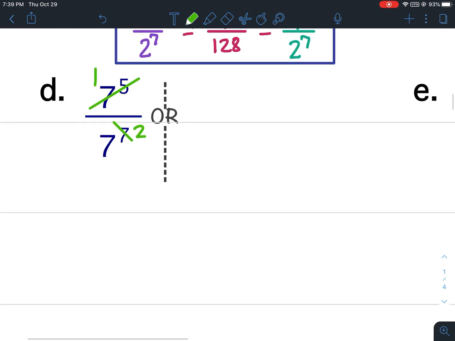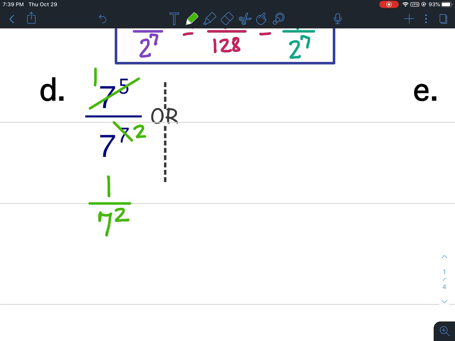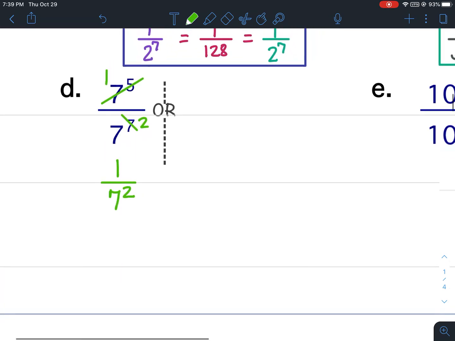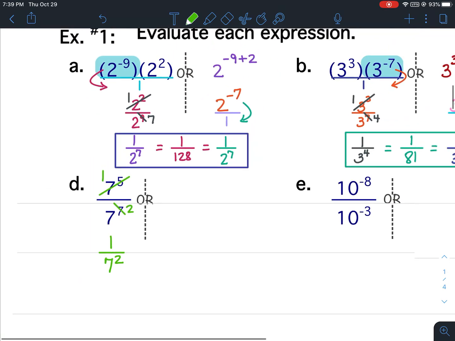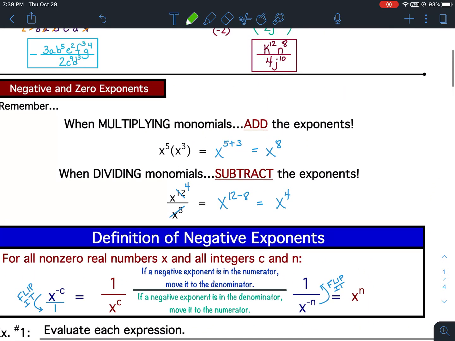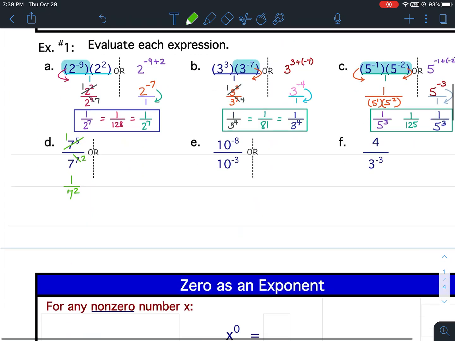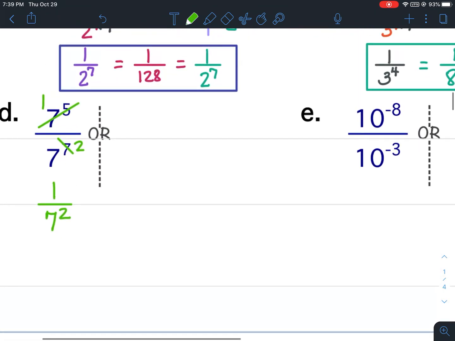I'm going to rewrite this as 1 over 7 squared. All right, that's one way of doing the problem. The other way of doing the problem is to actually subtract. Now, if you're going to do it like I did up here, top exponent minus bottom exponent, it would look like this.